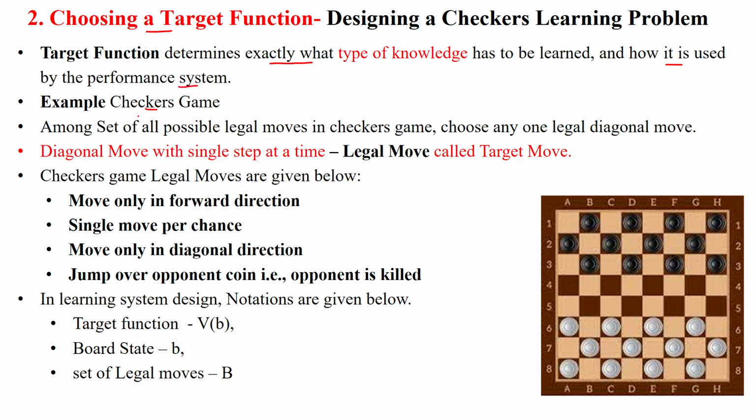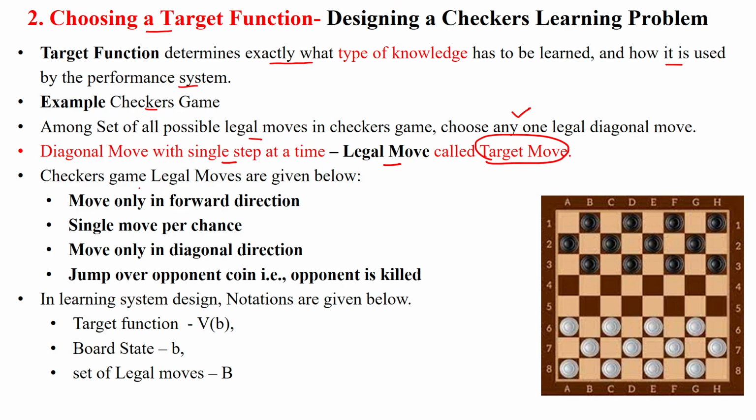In the checkers game, among the set of all possible legal moves, we have to choose any one legal move. Here, the diagonal move with a single step at a time is called a legal move. That is the target move in this checkers game.